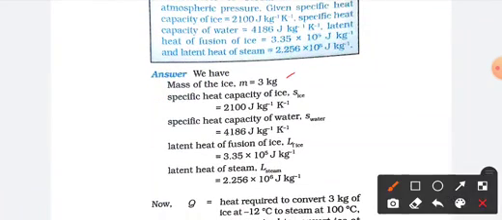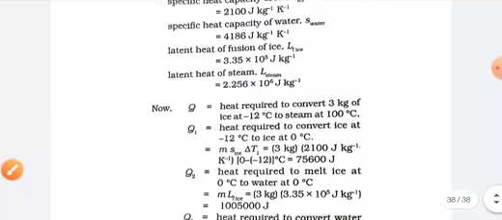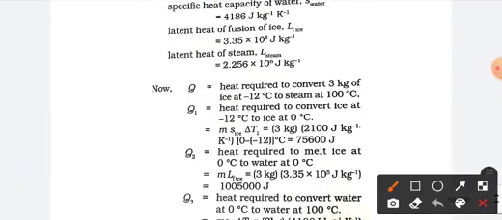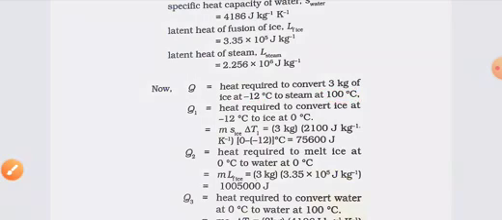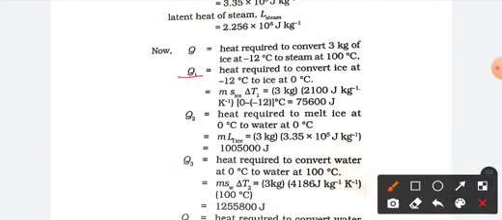Mass of ice is given, specific heat of ice is given, specific heat of water is given, latent heat of fusion of ice is given, and latent heat of steam is given. First we have to find the heat required to convert 3 kg of ice at minus 12 degrees Celsius to steam. We cannot convert directly to steam, so we will convert in different stages. First Q1, we will first raise the temperature of ice from minus 12 to 0 degrees Celsius.